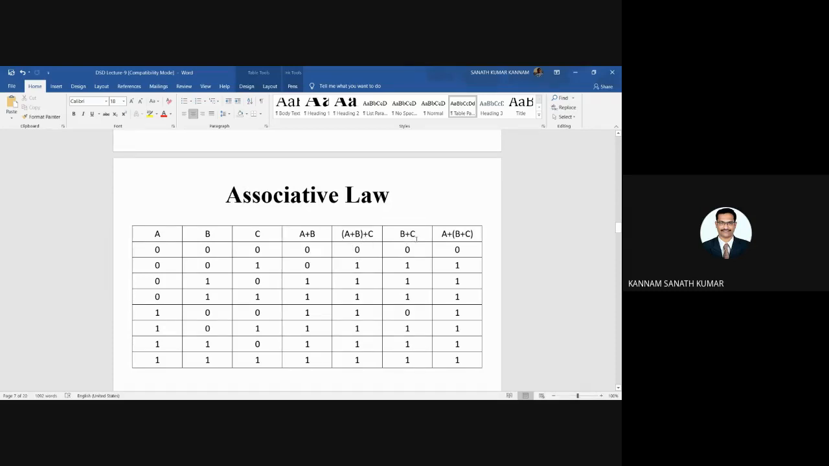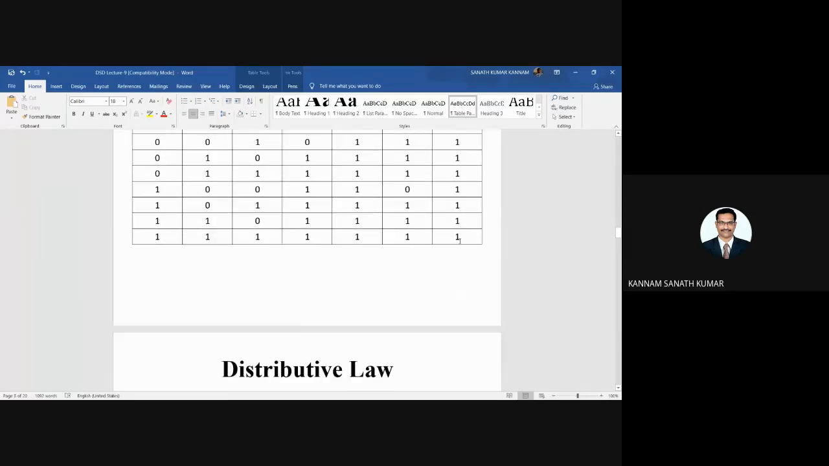Similarly, you have to calculate B plus C. When two inputs are 0, you are getting 0. If any of the inputs is 1, you are getting the output 1. Then again, A plus (B plus C). So the A input and B plus C: if two inputs are 0, you are getting output 0. If any of the inputs is 1, you are getting output 1. So you have to observe these, (A plus B) plus C and A plus (B plus C). Both the outputs are the same. So this proves that (A plus B) plus C equal to A plus (B plus C). So this is associative.